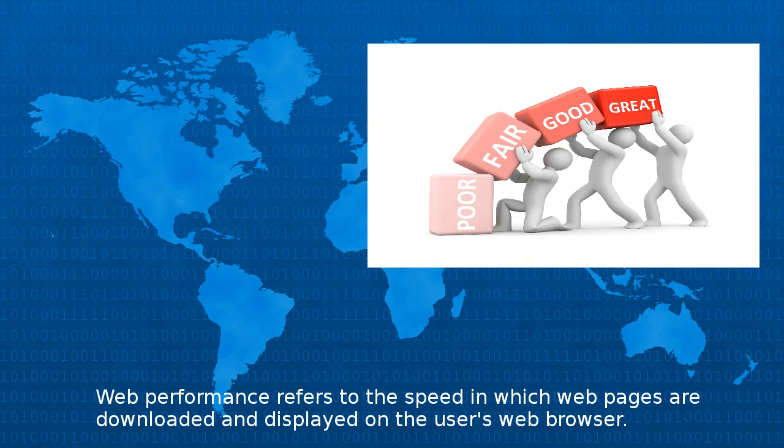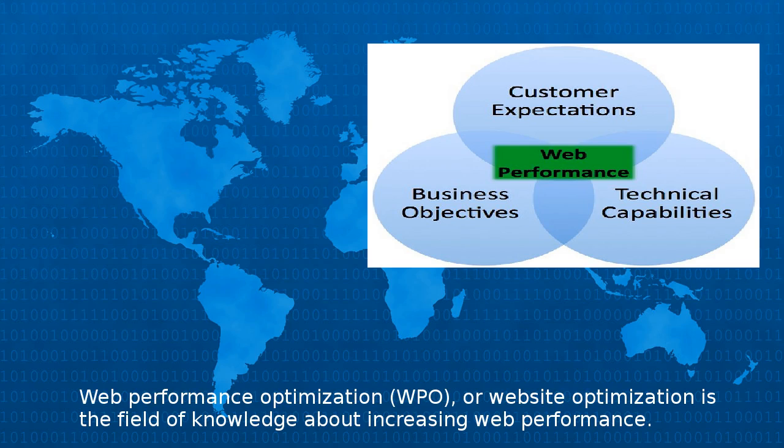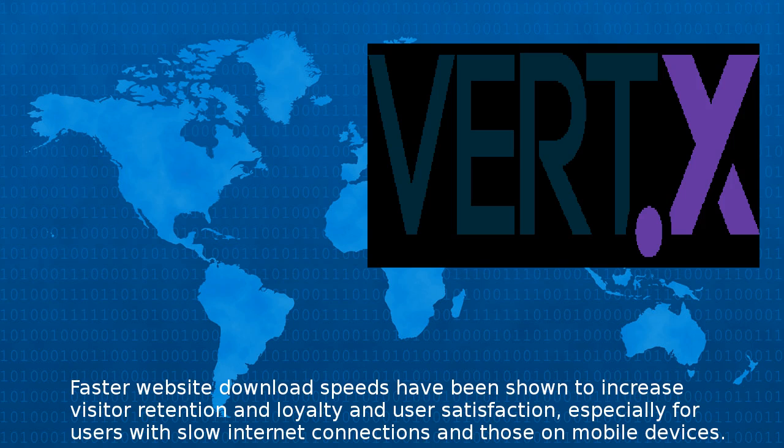Web performance refers to the speed in which web pages are downloaded and displayed on the user's web browser. Web performance optimization, WPO, or website optimization is the field of knowledge about increasing web performance. Faster website download speeds have been shown to increase visitor retention and loyalty and user satisfaction, especially for users with slow internet connections and those on mobile devices.